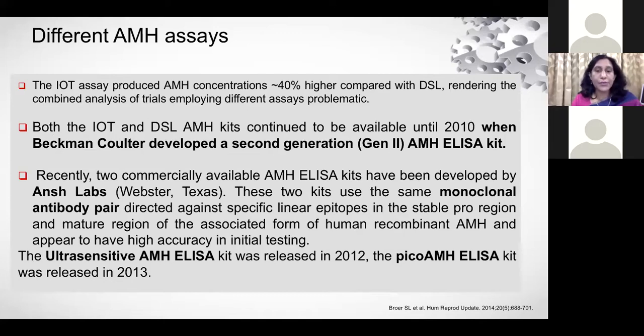Recently, two commercially available AMH ELISA kits have been developed by AMH Labs. These two kits use the same monoclonal antibody pair directed against specific linear epitopes in the stable pro region and mature region of the associated form of human recombinant AMH, and appear to have high accuracy in initial testing. The ultra-sensitive AMH ELISA kit was released in 2012, and the PICO AMH ELISA kit was released in 2013.